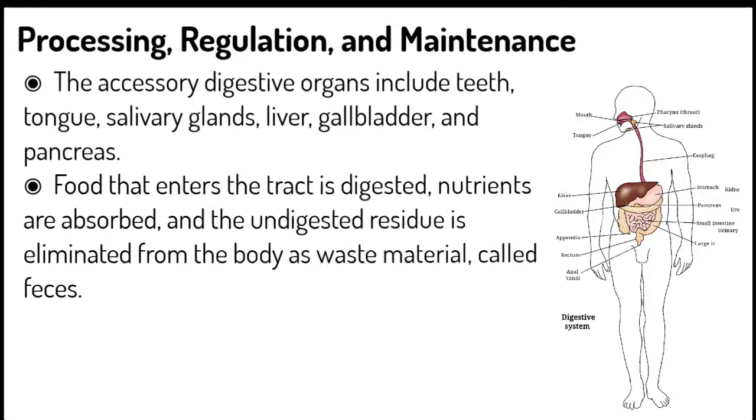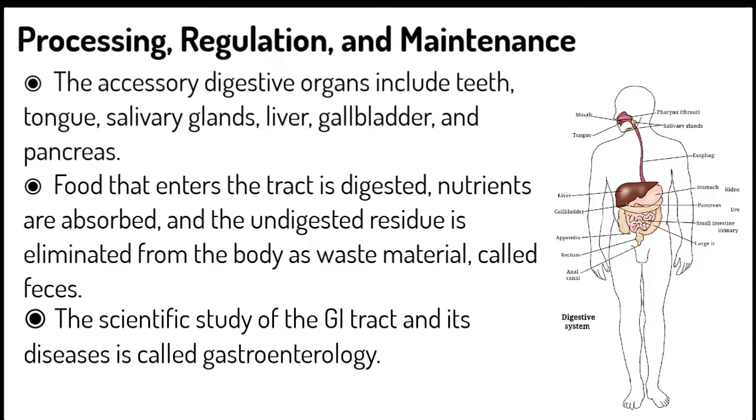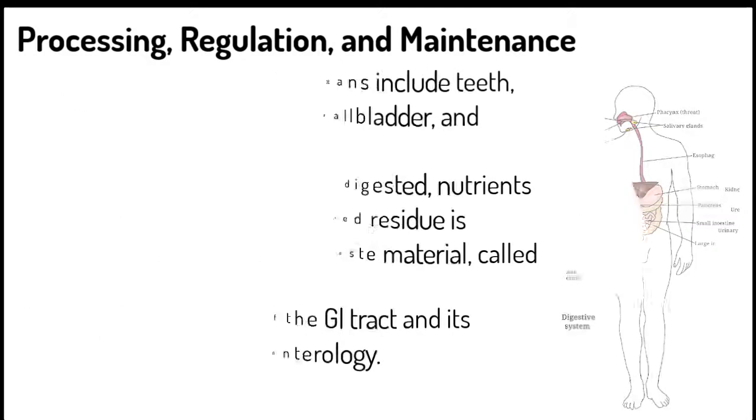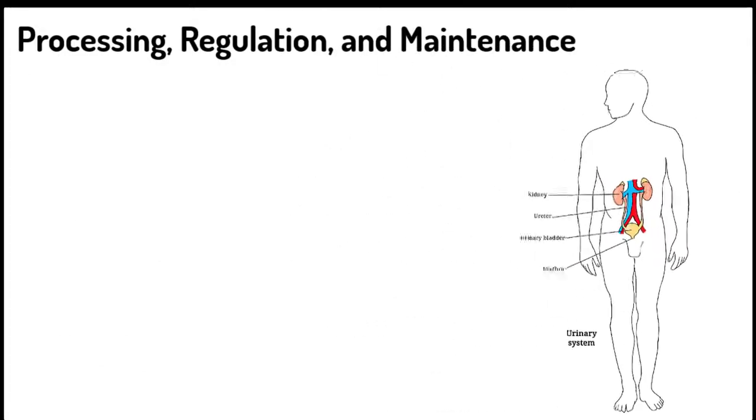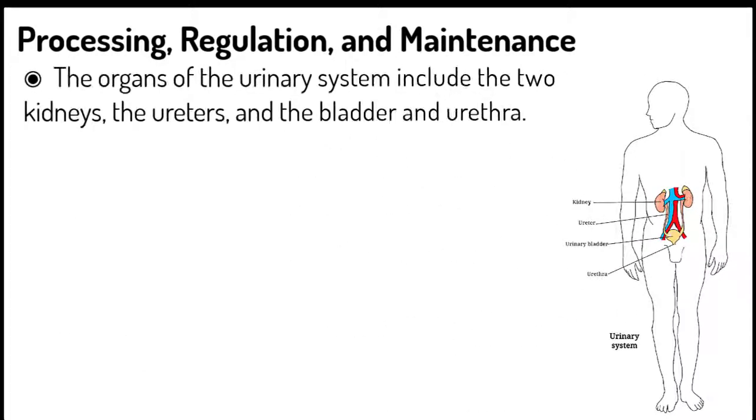Food that enters the tract is digested, nutrients are absorbed, and the undigested residue is eliminated from the body as waste material called feces. The scientific study of the GI tract and its diseases is called gastroenterology. Urinary system. The organs of the urinary system include the two kidneys, the ureters, and the bladder and the urethra.